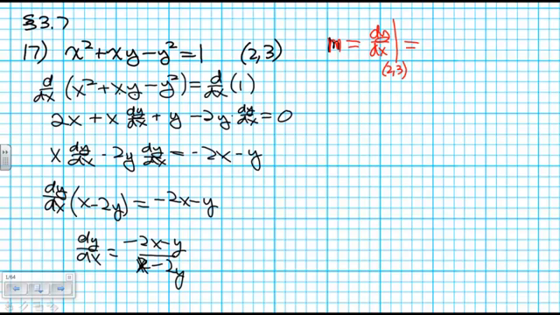Equals. Let me see if I can do this part. Negative 2 times 2 minus 3 over 2 minus 2 times 3. Or negative 4 minus 3 over 2 minus 6, which is negative 7 over negative 4. So 7/4 is our slope. Well, we get a negative on top and a negative on bottom. Okay, so now what?